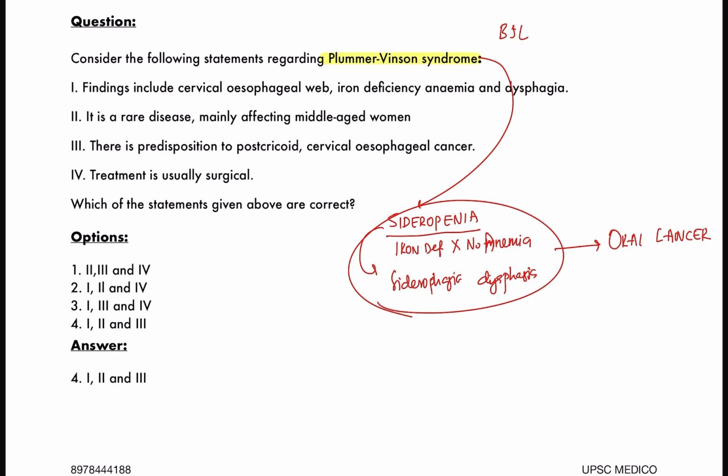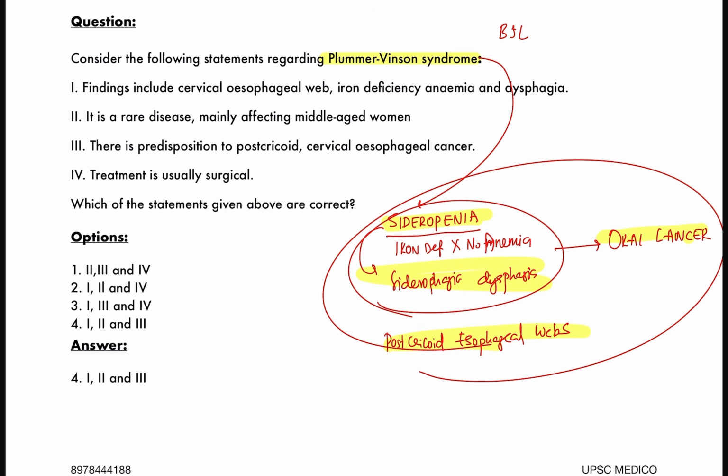Apart from that, there is one key feature, that is post-cricoid esophageal webs. So what do you see here? One feature is sideropenic dysphagia, that is there is sideropenia, sometimes iron deficiency with anemia or without anemia. There is predisposition to oral cancer. There is also post-cricoid esophageal webs, which causes sideropenic dysphagia.